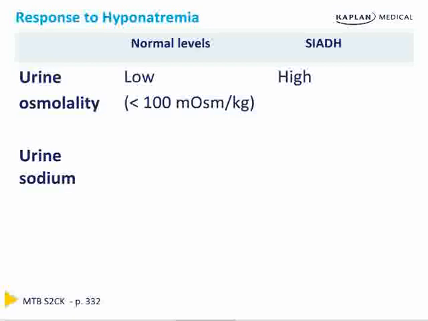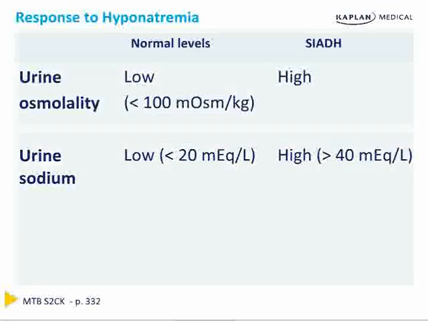Next, you can look at urine sodium. Again, in a hyponatremic patient with normal levels of ADH, we would expect the urine sodium to be low, less than our threshold of 20 milliequivalents per liter. But if there's inappropriately high levels of ADH present, the urine sodium is going to be high, greater than 40 milliequivalents per liter, as the body inappropriately reabsorbs so much free water.